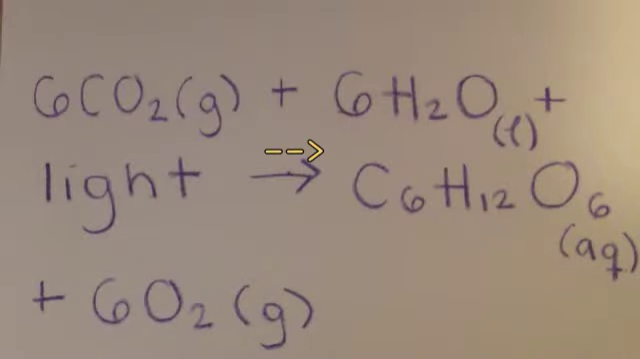The arrow in between the reactants and products represents a chemical reaction occurring. It can be read as "yields." This is how we read the chemical equation aloud: 6 molecules of gaseous carbon dioxide react with 6 molecules of water in the presence of light to yield aqueous glucose and 6 molecules of gaseous oxygen.